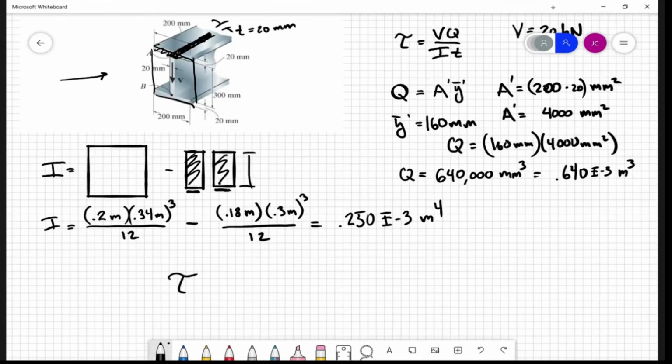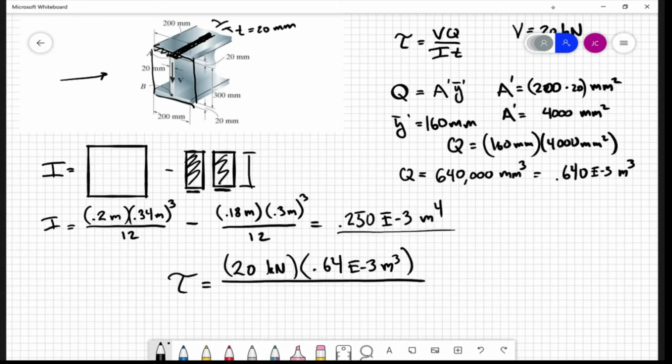Tau is V, which is the 20 kilonewtons, right? V times Q. Q we calculated here is 0.64 to the minus 3 meters cubed. VQ over I, we just calculated that here, 0.25 to the minus third meters to the fourth. And then times the thickness, and the thickness of that cross section, right, is 0.02 meters. And so upstairs I have meters cubed, and downstairs I have meters to the fifth. So that means I'm going to be left with meters squared down in the denominator. So this is going to give me an answer in kilopascals, right? Because I got kilonewtons upstairs.